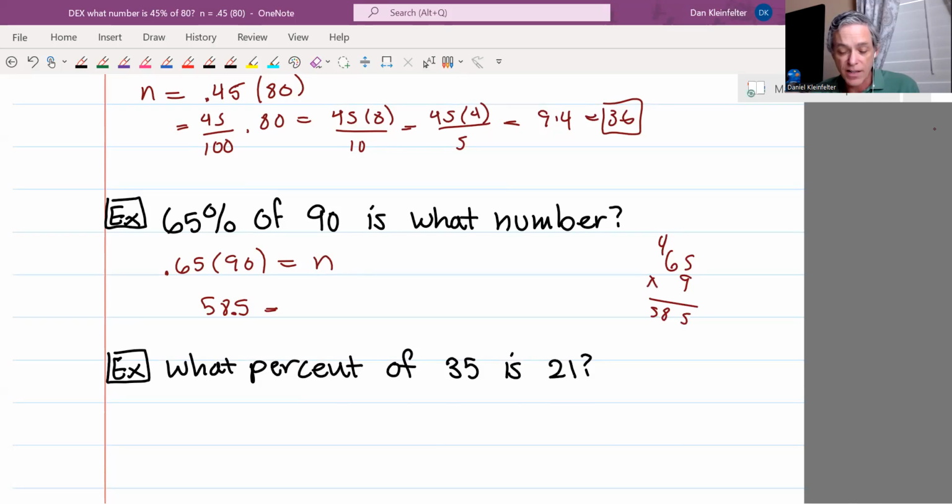Okay, 65% of 90 is what number? That's going to be 58.5.